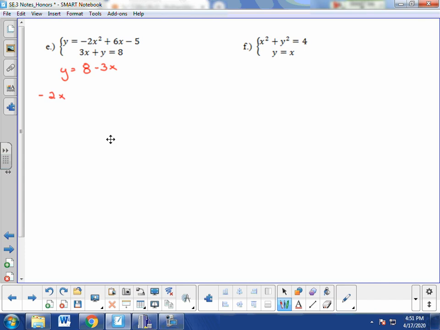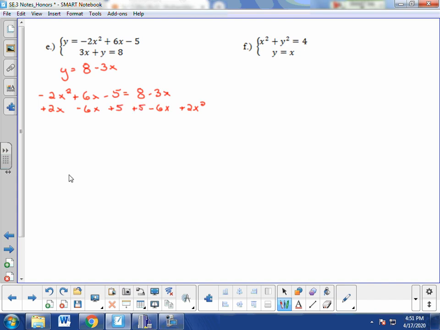Negative 2x squared plus 6x minus 5 equals 8 minus 3x. This is a polynomial, so I want this to equal 0. I'm going to go ahead and move everything from the right to the left just to make sure my leading coefficient is positive. You don't have to, but it may make factoring a little bit easier for you.